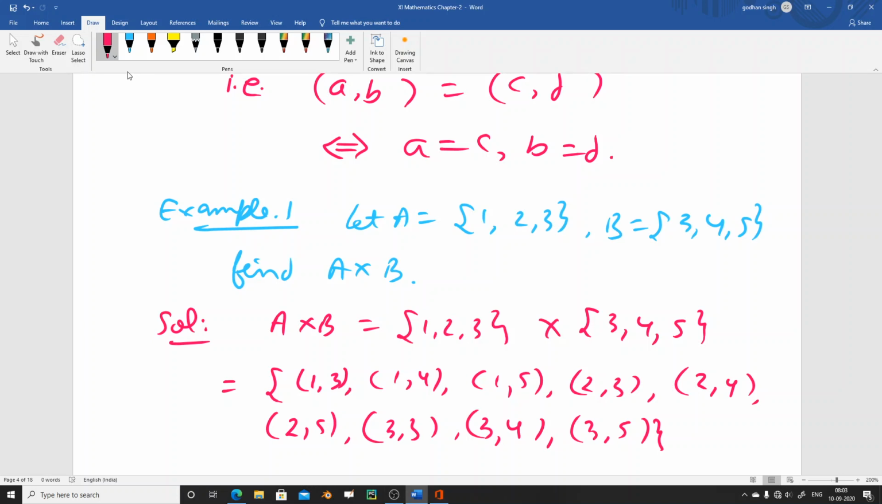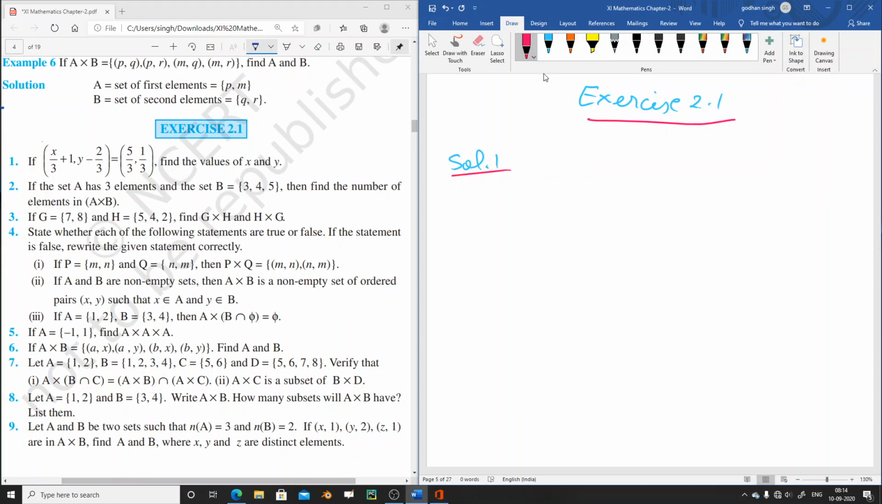So this also satisfies our rule, that is n(A×B) equals n(A) into n(B). Exercise 2.1, question number 1. If the ordered pair (x/3 + 1, y − 2/3) equals the ordered pair (5/3, 1/3), find the values of x and y. We know that two ordered pairs are equal if and only if the corresponding elements are equal. So this is the concept which we apply here.